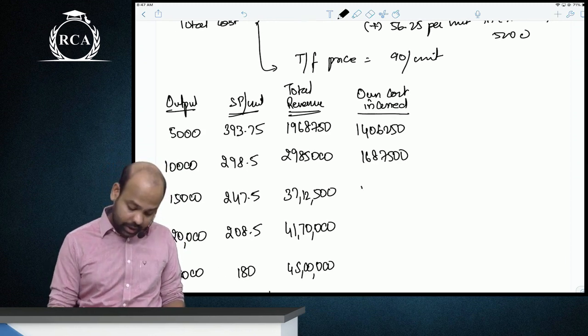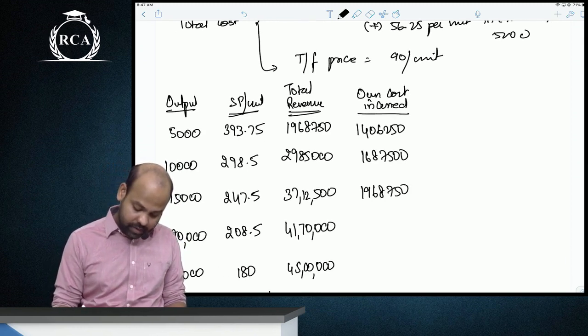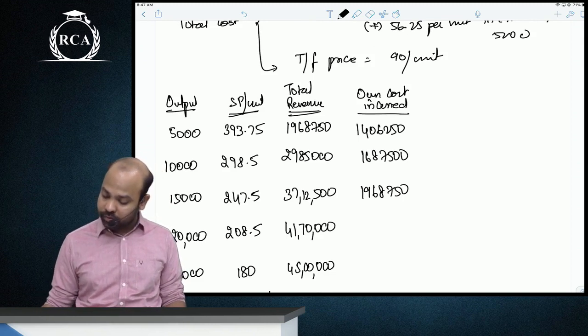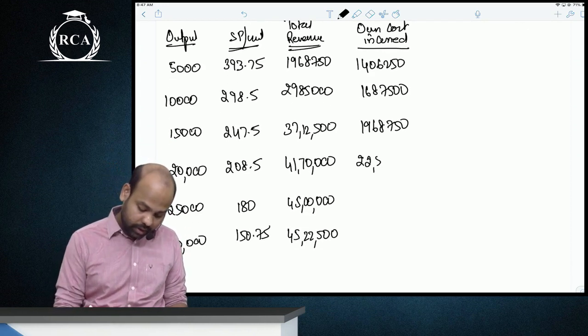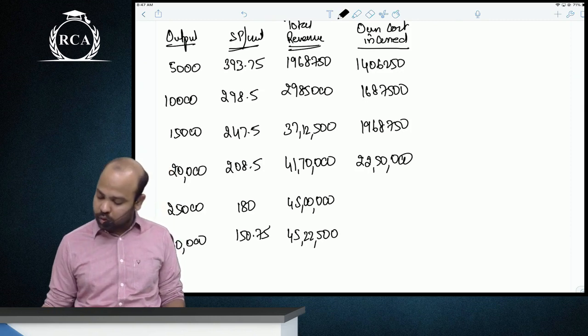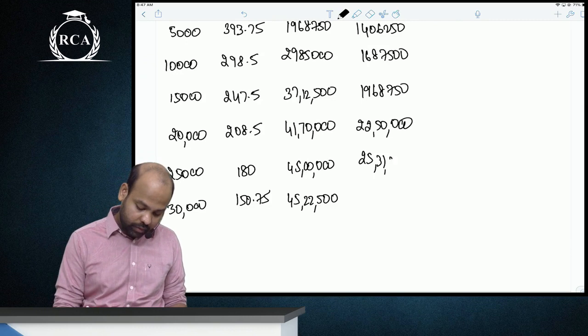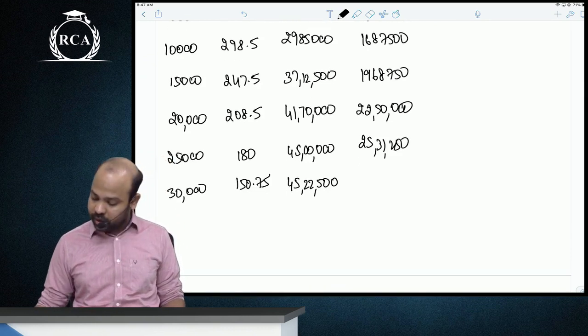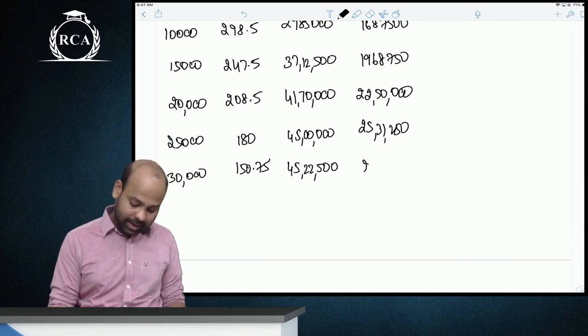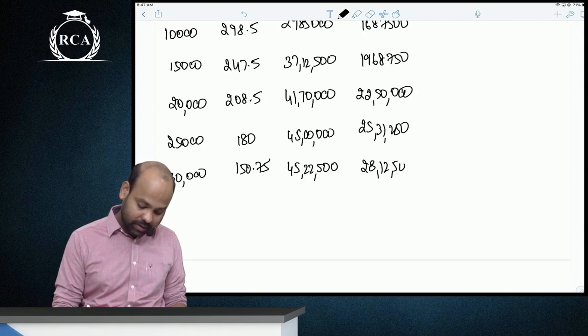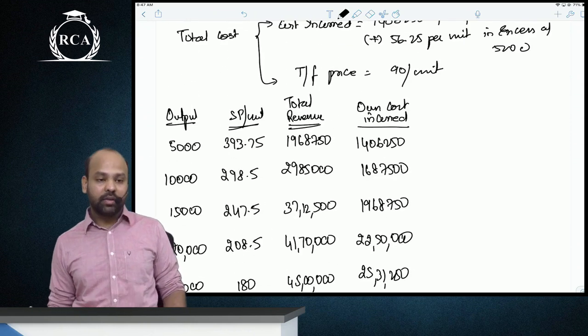281,250, 19,68,750, 281,250, 22,50,000, 281,250, 25,31,250, 281,250, 28,12,500. So these are the amounts of cost that we have incurred.